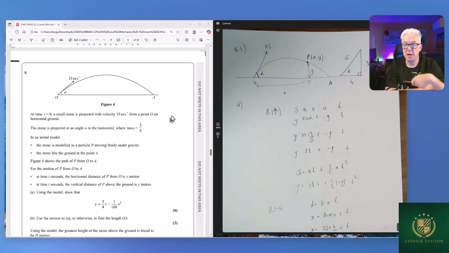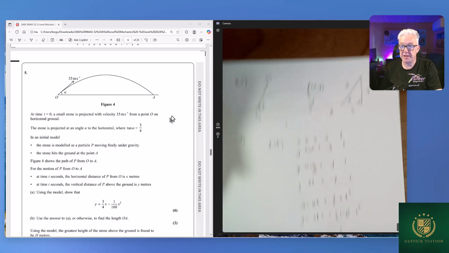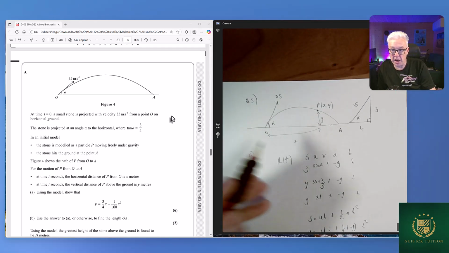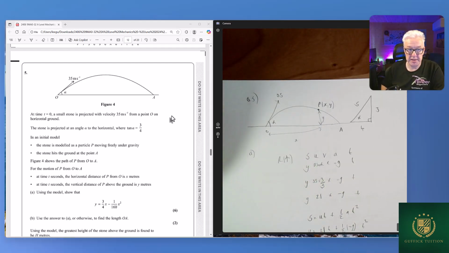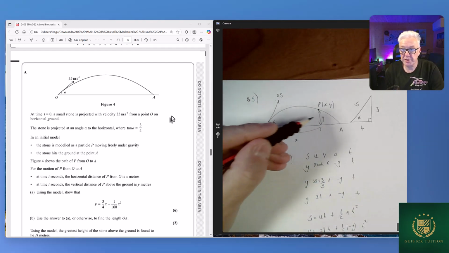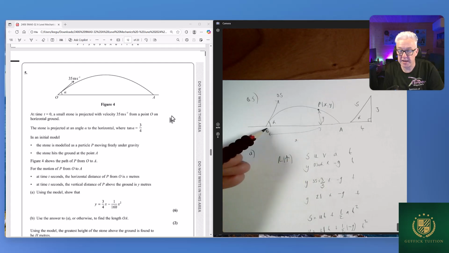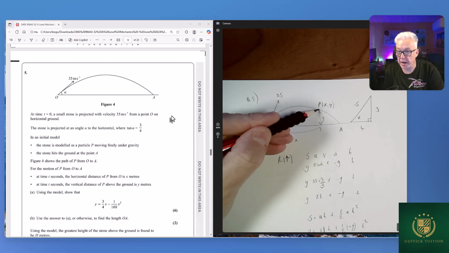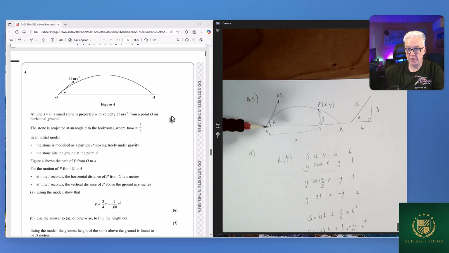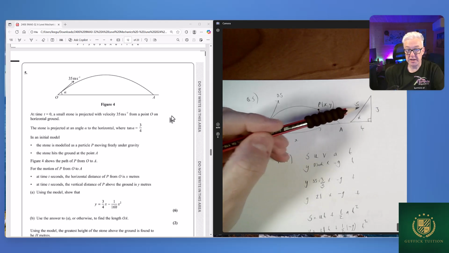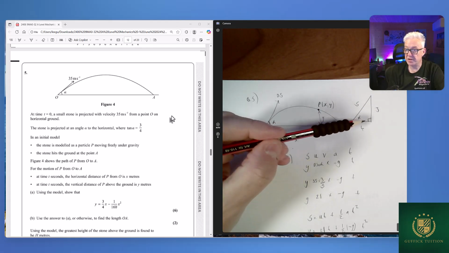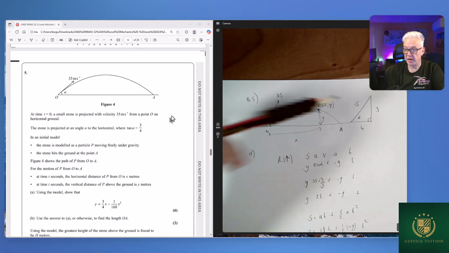6 marks. Okay, so first of all, let's get our sketch going. So we've got our particle. Now, I think the key piece of information here is that they've told us that it's a horizontal distance of x and a vertical distance of y. We're going to be using that. We've got our angle of projection is alpha, and we've got a speed of 35 meters per second. We're told tan alpha is 3/4, so therefore it's a Pythagorean triple 3, 4, 5.